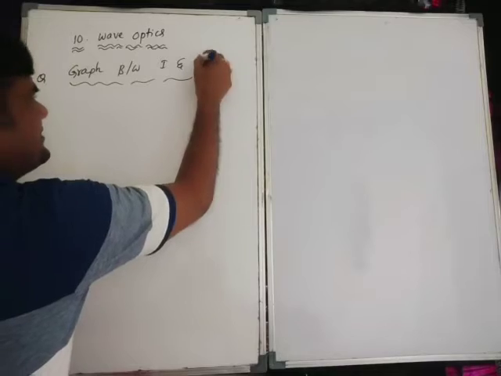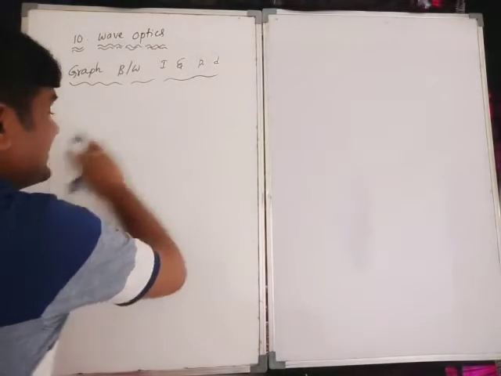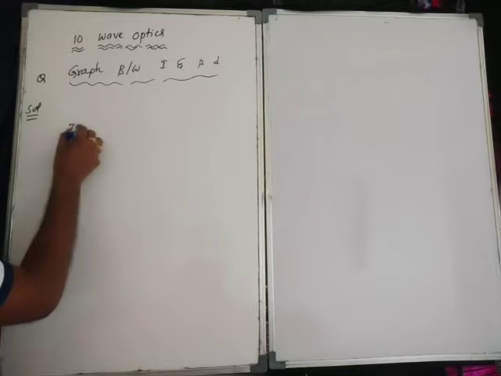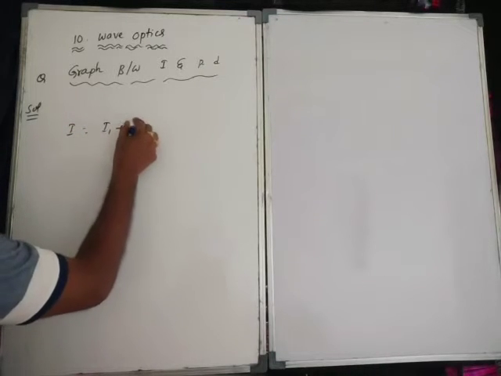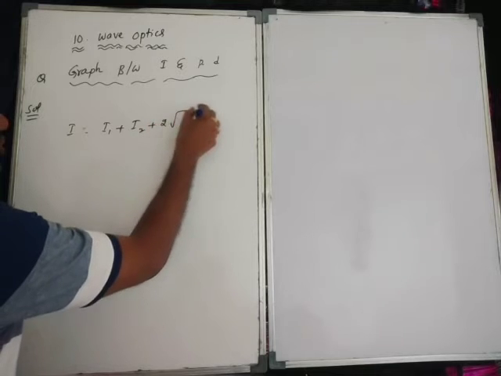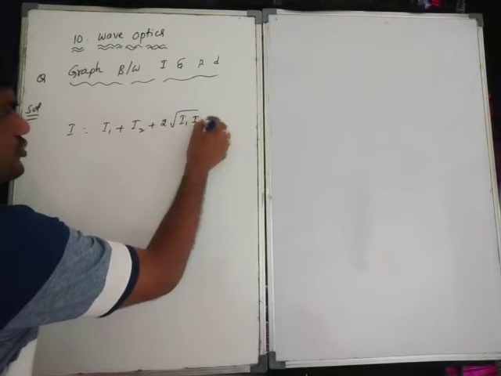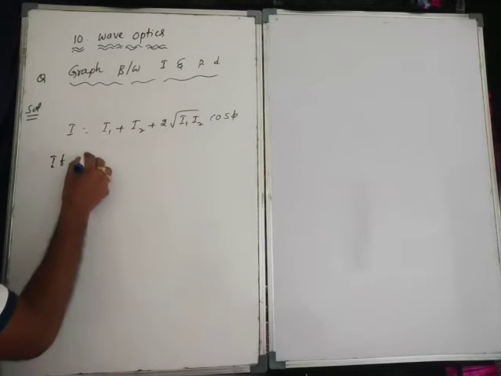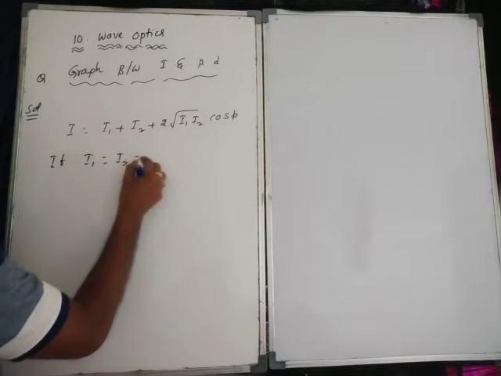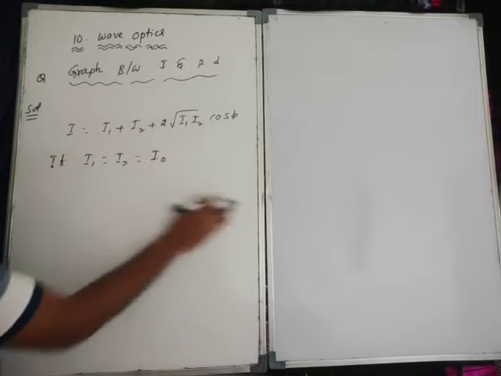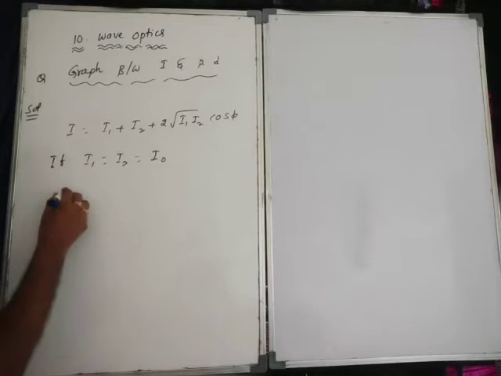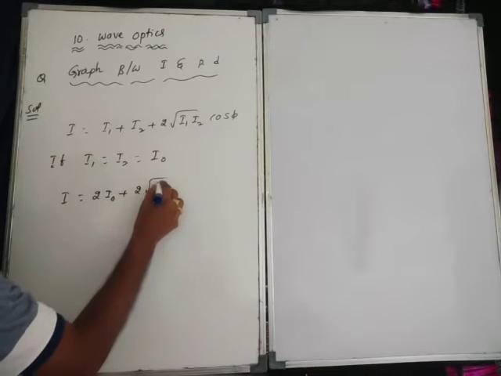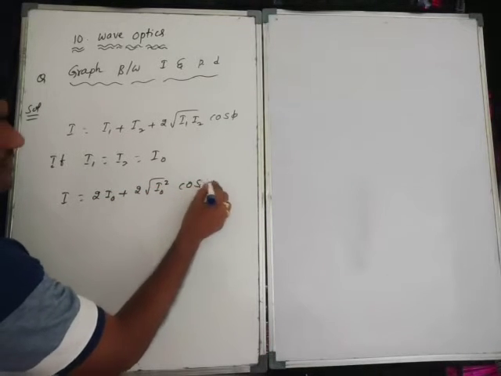Intensity and path difference. So for intensity, the formula is I = I1 + I2 + 2√(I1 I2) cos φ. Yes or no? If I1 = I2 = I0, then what would happen? I = 2I0 + 2I0 cos φ.